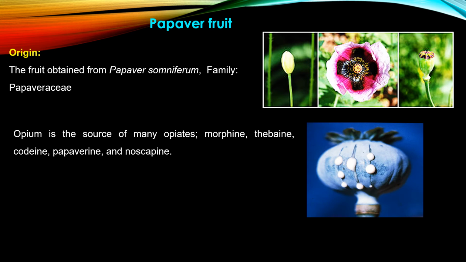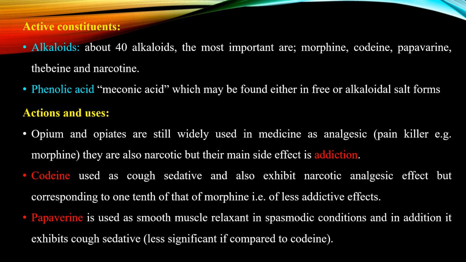Papaver, or the opium resin obtained from papaver, is a source of many opiate alkaloids, including morphine, thebaine, codeine, papaverine, and narcotine. It has a characteristic odor, causing or inducing sleep, and an intense bitter taste. Opium contains alkaloids, of which morphine, codeine, papaverine, thebaine, and narcotine, in addition to other alkaloids, up to 40 alkaloids, in addition to a phenolic acid known as meconic acid, which exists free or in combination with other alkaloids.